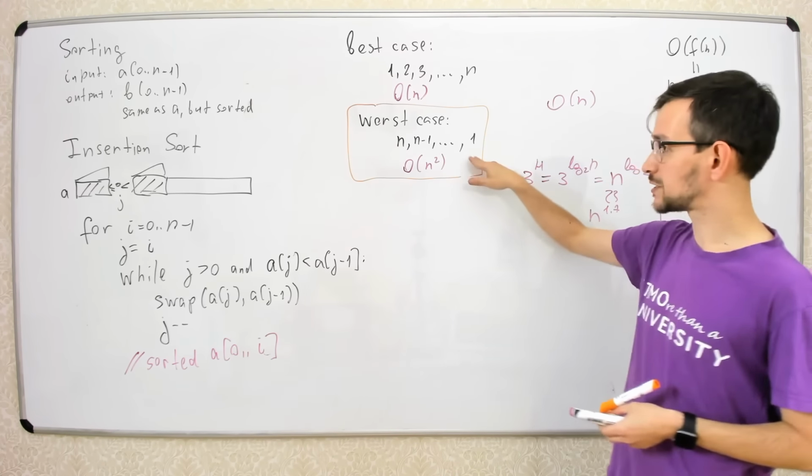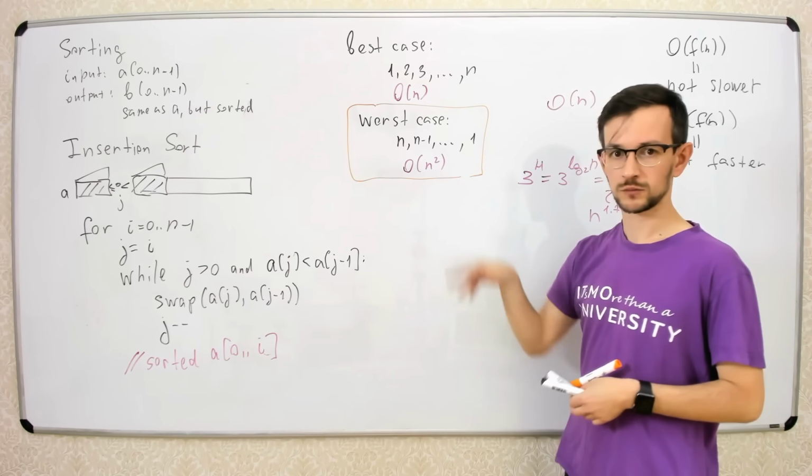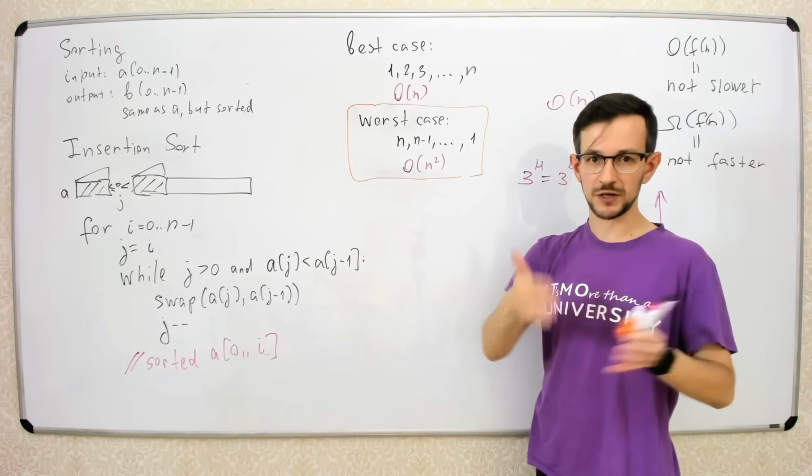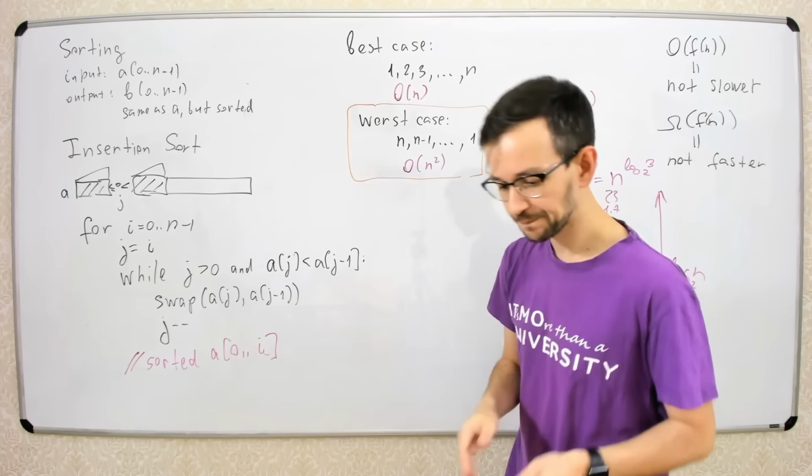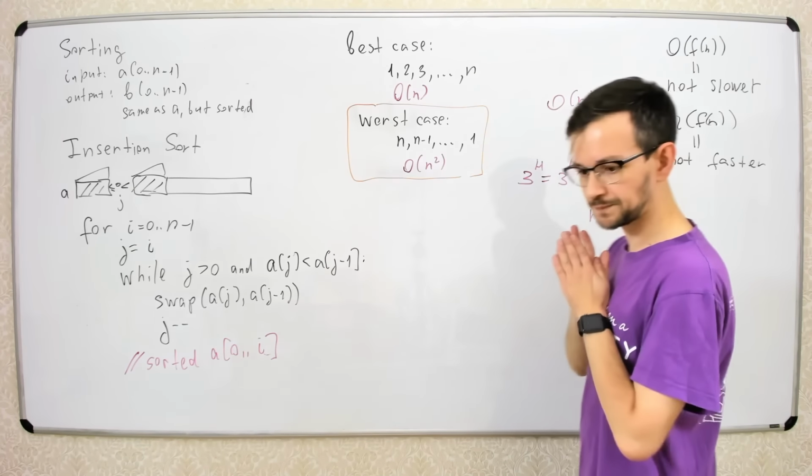Okay, so the time complexity of insertion sort is n squared. It means that it's the time complexity in the worst case. Okay, good.